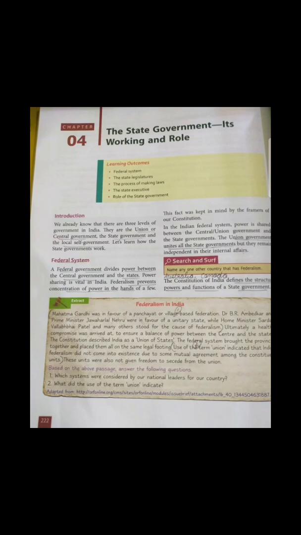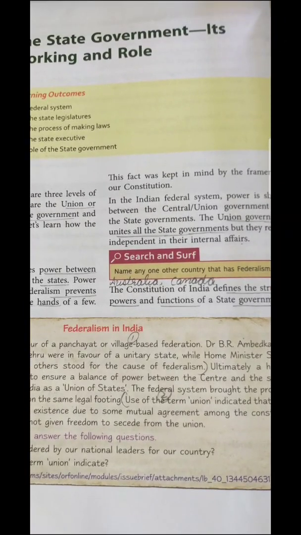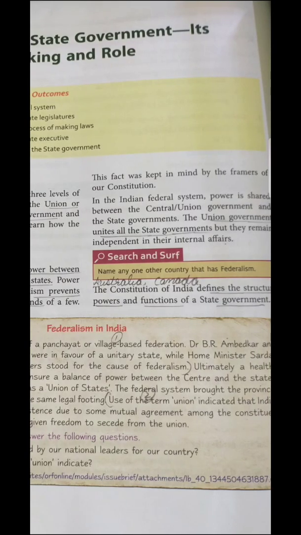Okay, so moving further, now we are going to understand the functioning that is going on in our country. As we discussed earlier, the Constitution too accepted the structure of federal government. The Constitution of India defines the structures, powers and functions of the state government, as we are going to discuss in this chapter about the state government. So here we are going to understand the different structures, powers and functions that are followed by the state government.